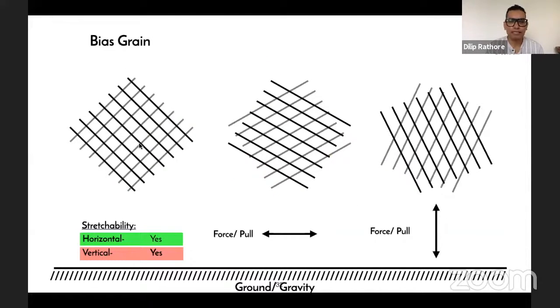So bias grain, seeing a little in detail, this one side you can consider as warp, one side you can consider as weft. So on the bias grain, this is how the fabric is falling on the body at this angle. If there is a pull horizontally on both sides, for example if you have a top and you pull it horizontally, this is how it is going to stretch and provide the stretch.